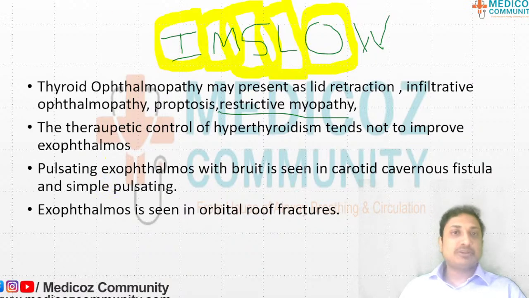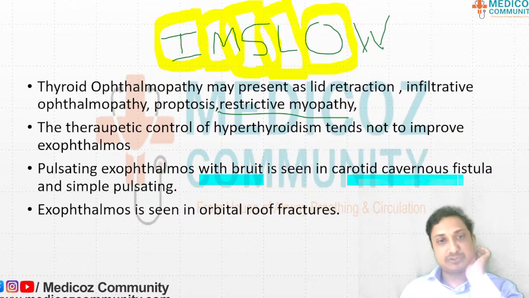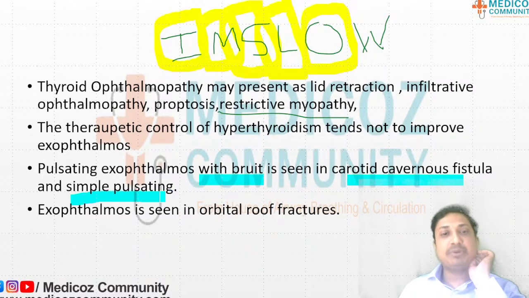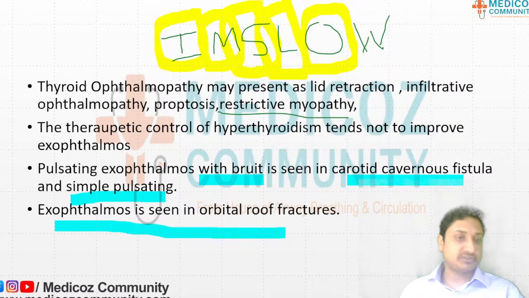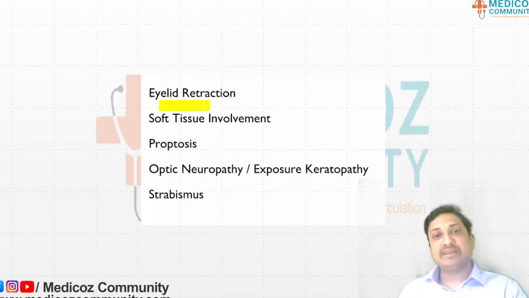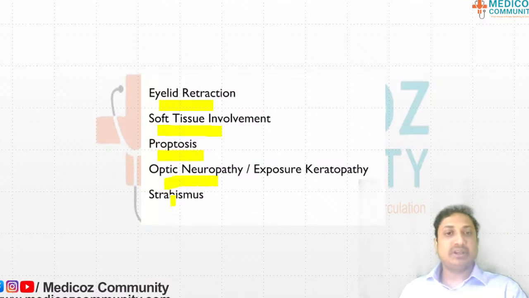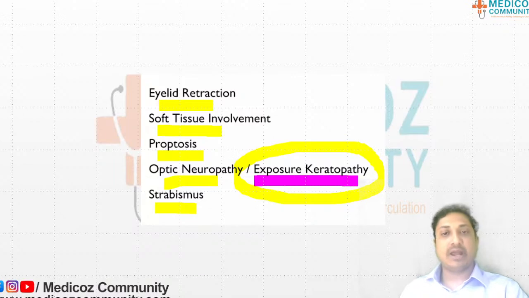So pulsating exophthalmos, one more thing that we need to discuss is with bruit and without bruit. Pulsating exophthalmos with bruit is seen in carotid cavernous fistula, while in thyroid it is simple pulsating exophthalmos. Exophthalmos is also seen in orbital roof fractures. Coming to the thyroid disease features again, do remember eyelid retraction, soft tissue involvement, proptosis, optic neuropathy, and strabismus. And the sequela of thyroid disease is exposure keratopathy. So all these are features of thyroid eye disease.